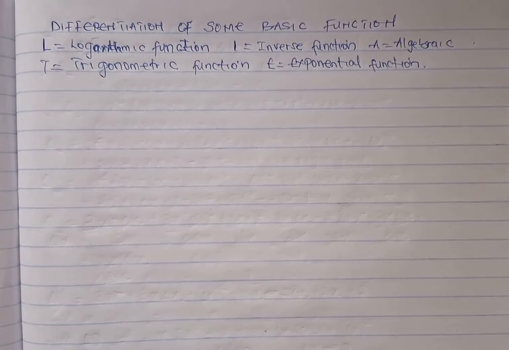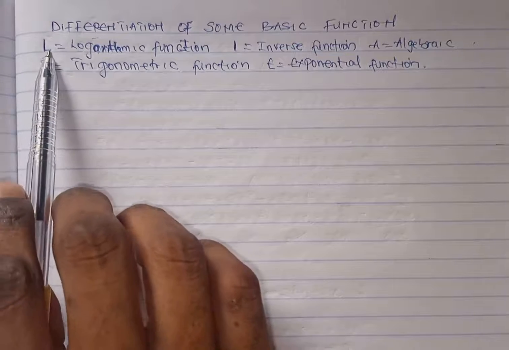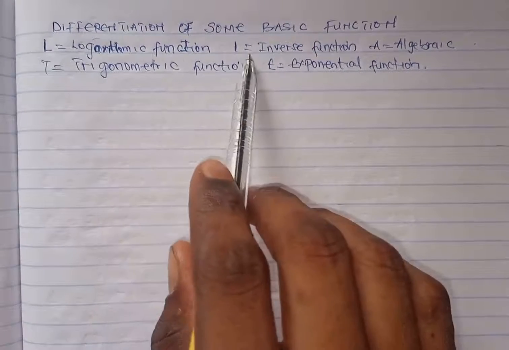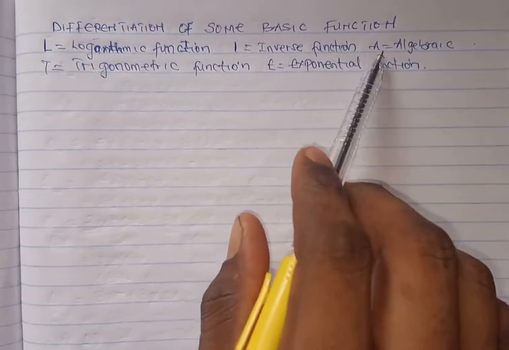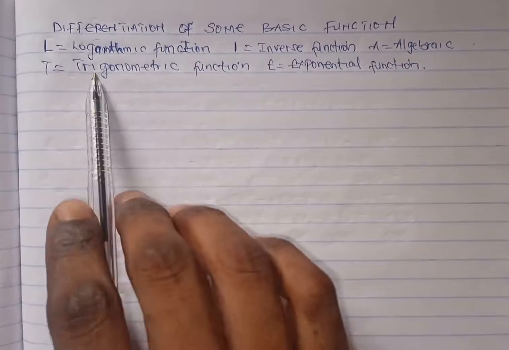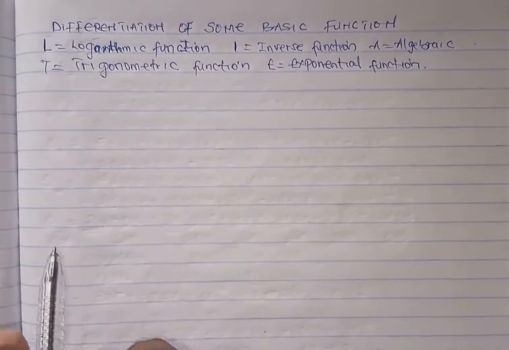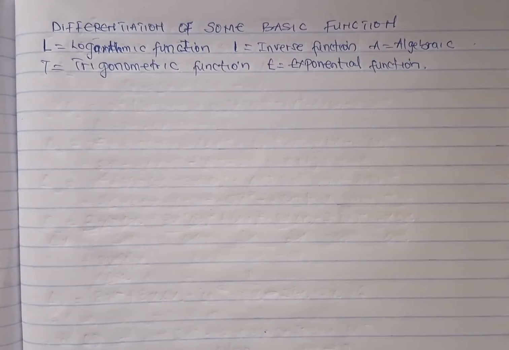As you can see, there are 5 basic functions in calculus. We have the logarithmic function, the inverse function, the algebraic function, the trigonometric function and the exponential function. We are going to look at these functions one after the other, and I'm not going to waste much of your time. I'm just going to go straight to the point so that you can understand it.